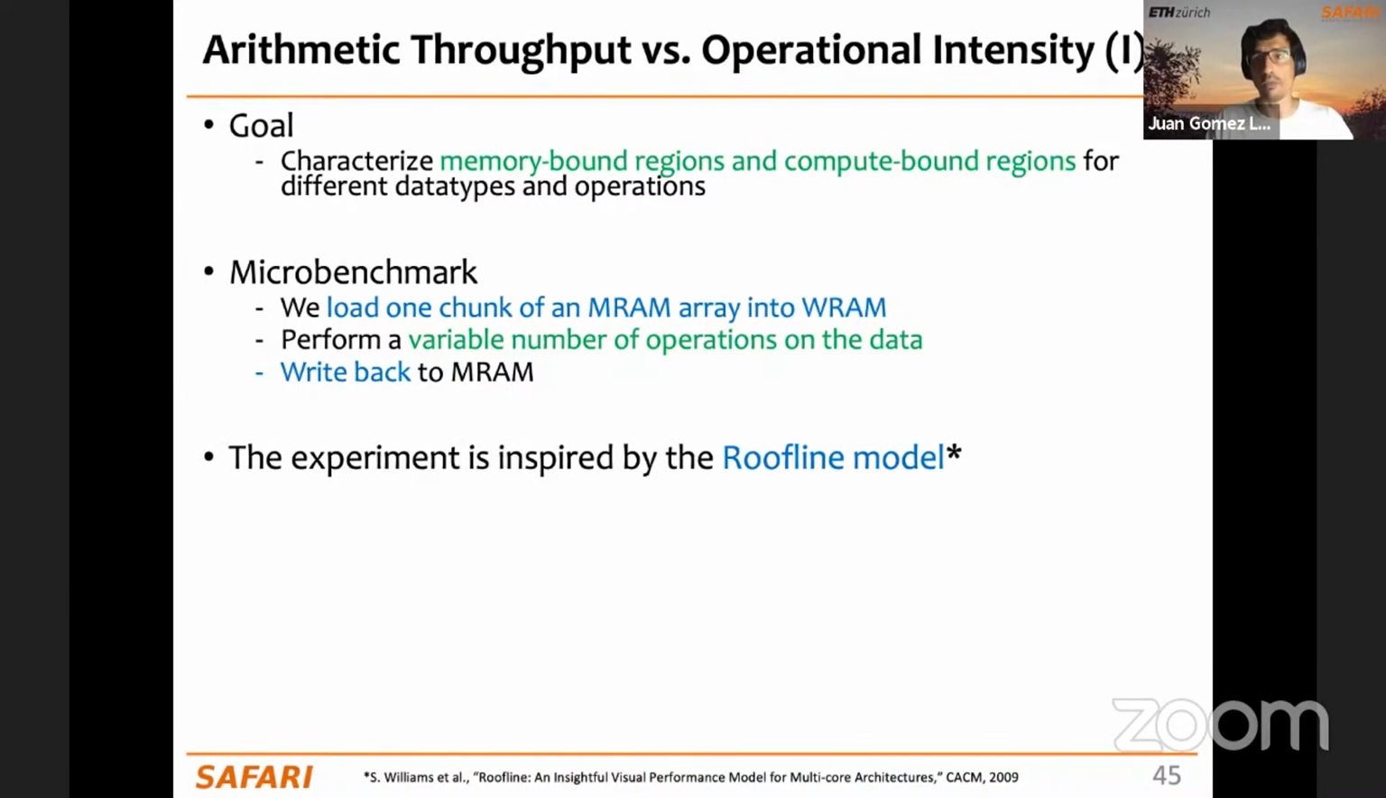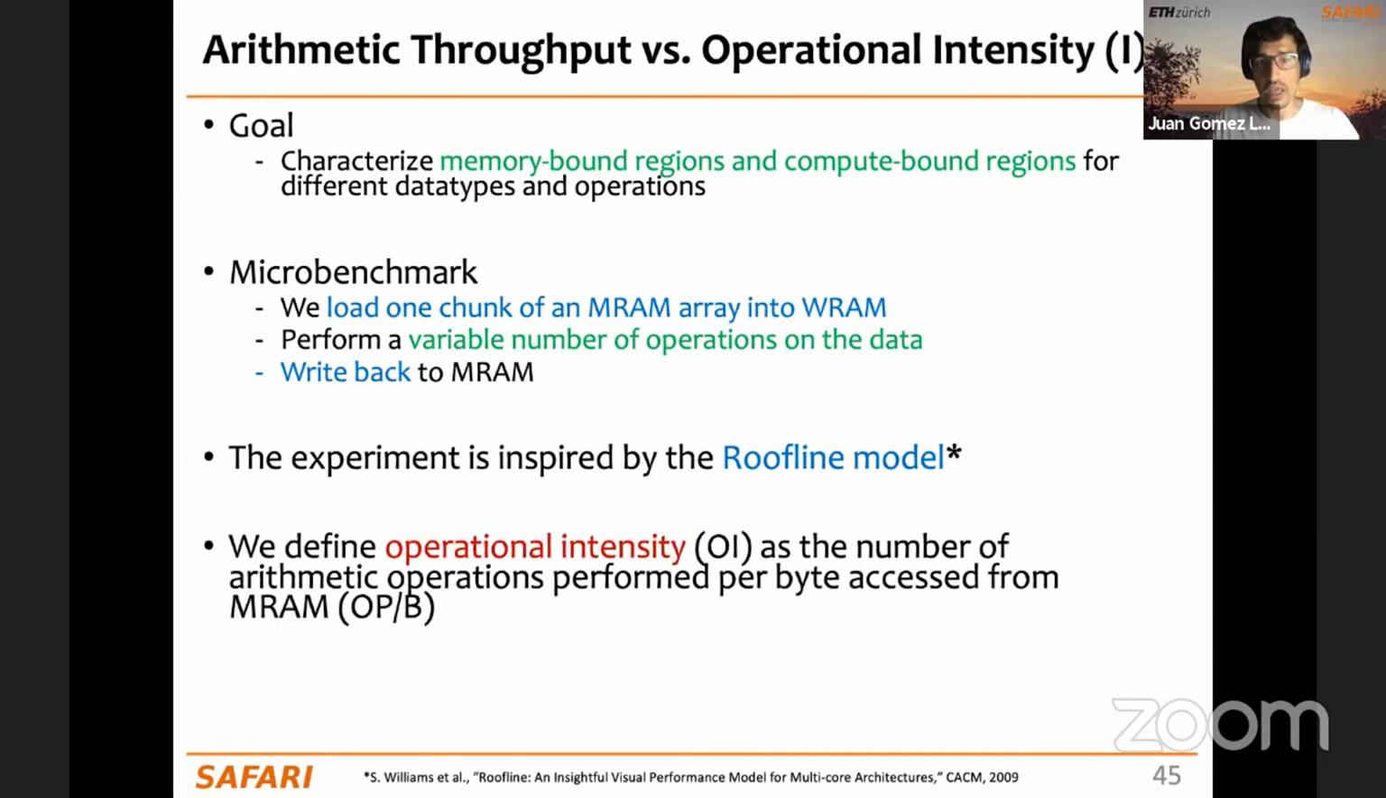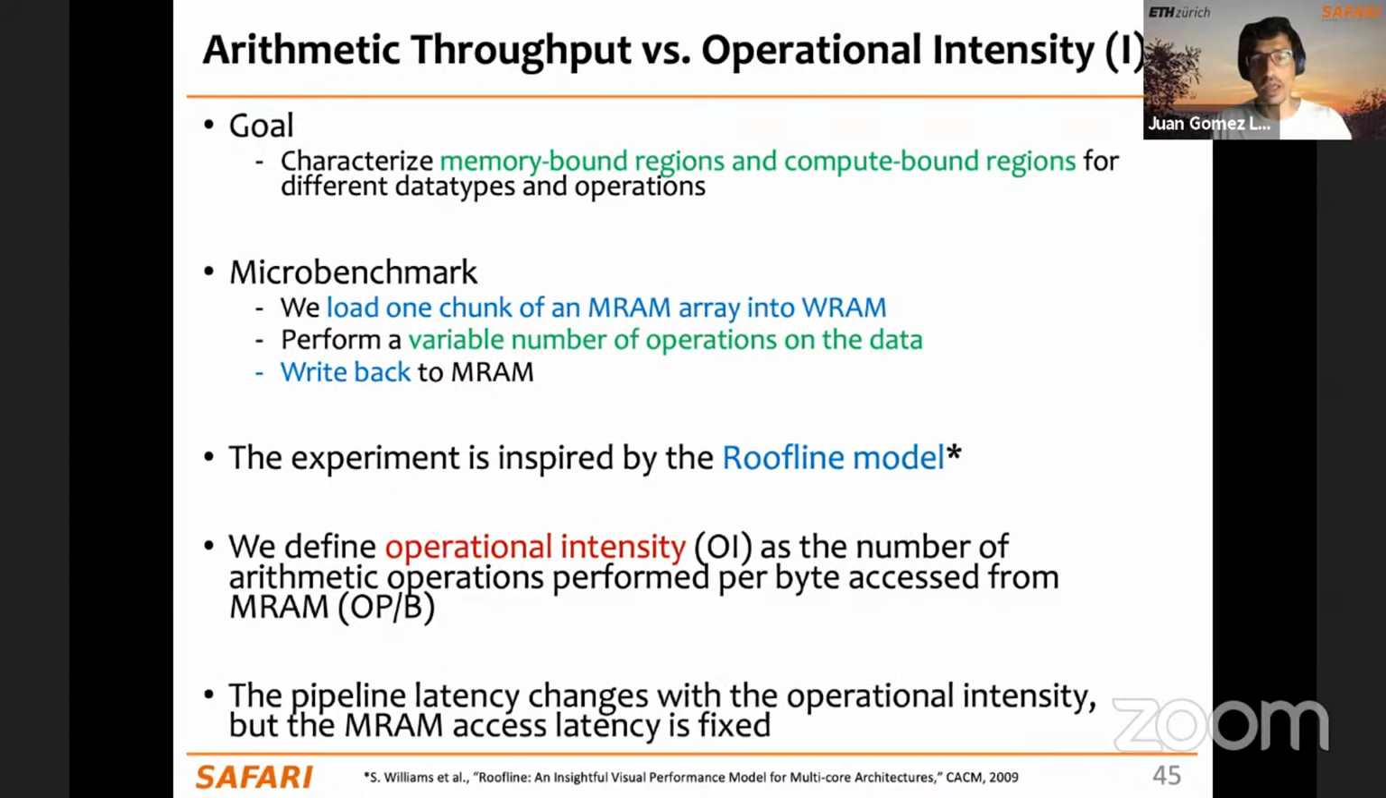As you may know, the roofline model represents the performance of a system with respect to the operational or arithmetic intensity. In our case, we define the operational intensity as the number of arithmetic operations performed per byte accessed from MRAM. And you have to take into account that for each of the individual operations that we are executing, so each addition or each multiplication, we need to read from WRAM, operate in the pipeline, use the ALUs in the pipeline, and then write back to WRAM, right?